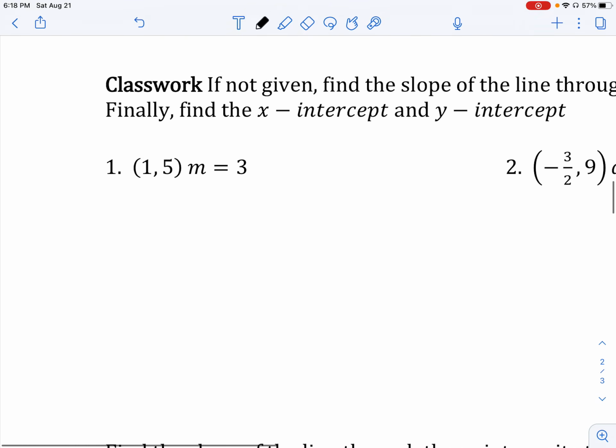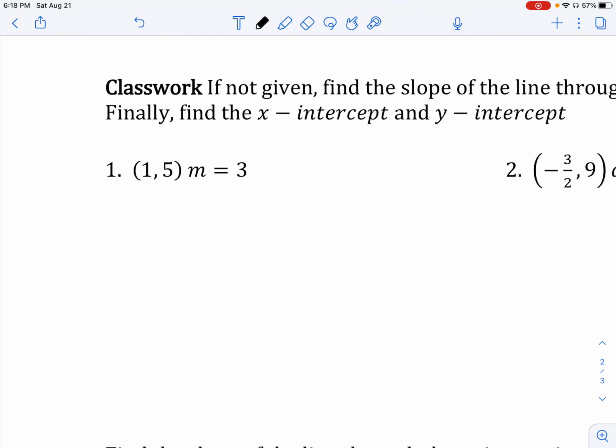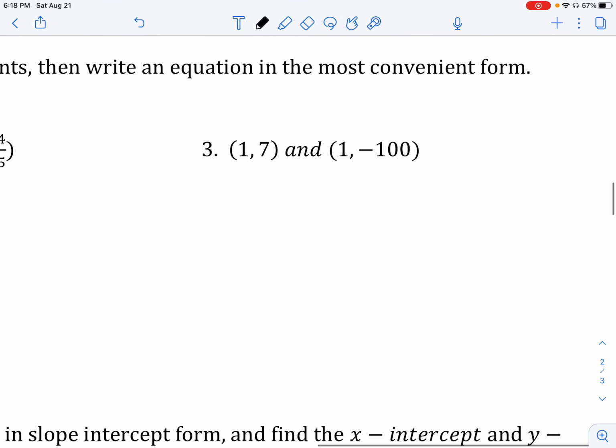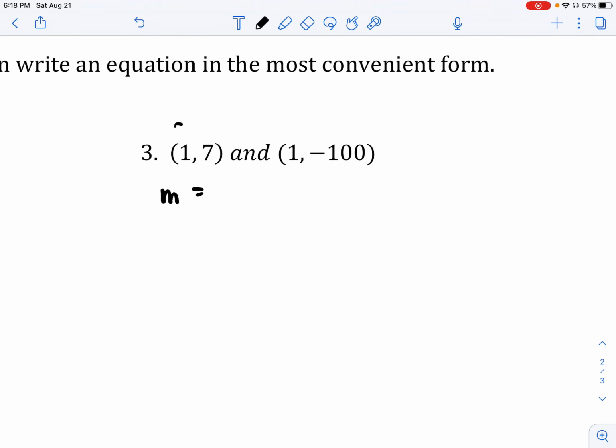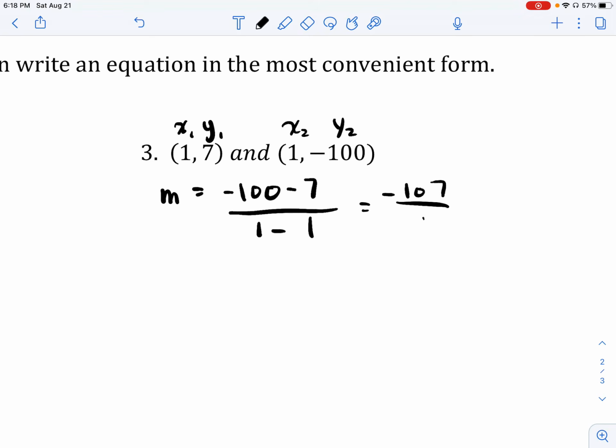Actually, let me just jump to number 3, because I want to do a problem where I'm given 2 points and not the slope just directly being given to us. So if I want to find the slope here, I'm going to label this here, just so you can see what I'm plugging in. So -100 minus 7 over 1 minus 1. Well, this is going to be -107 over 0.